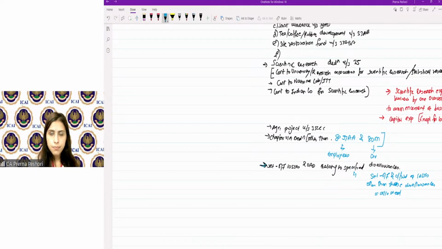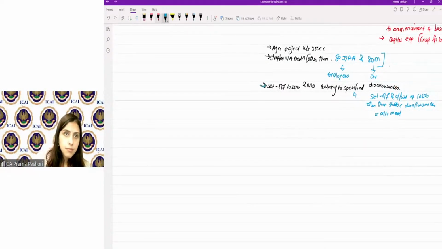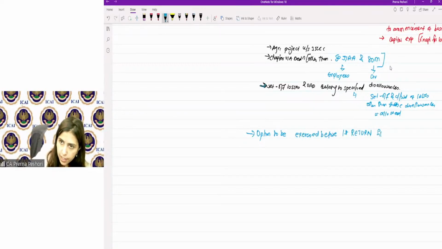So just write down: option to be exercised before the first return filed before the due date under section 139(1). So it has to be the first return. In the first year itself, you have to exercise this option.